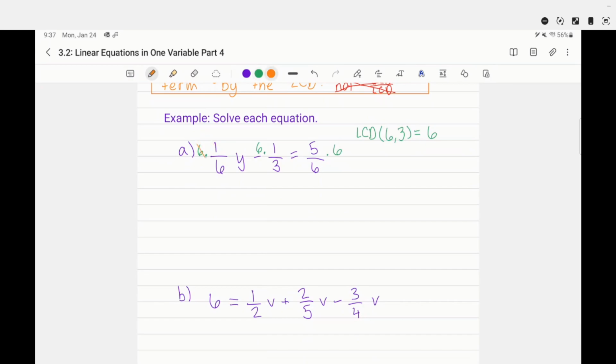So here, the 6's cancel out. Here, the 3 reduces the 6 to a 2, and the 6's cancel out as well here. So we're left with 1y, or just y, minus 2, equals 5. And then add 2 to both sides, and we get y equals 7. So this step of multiplying by the LCD is also called clearing the denominators.